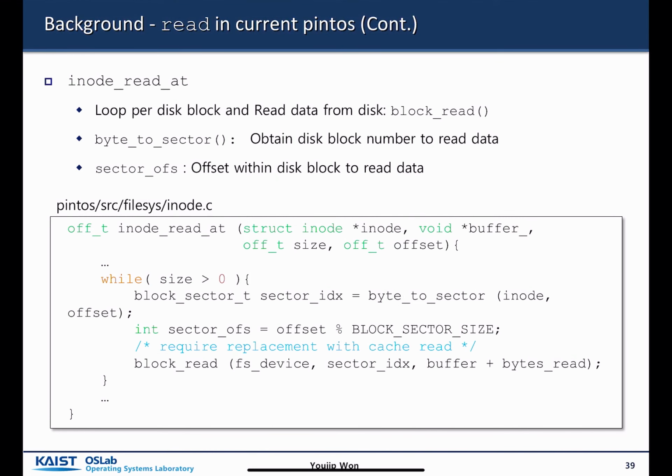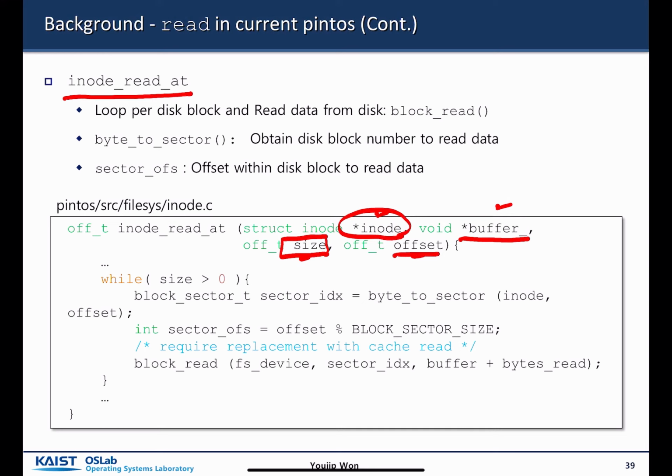This is the last slide of the explanation on the buffer cache. The function is inode_read_at. It reads a given file. So it takes 4 parameters: inode, buffer, size, and offset. The inode represents the file you want to read, and the buffer is the start of the memory address you want to read the file to. And this is the amount of data blocks you want to read. And this is the position of the file you will start reading.